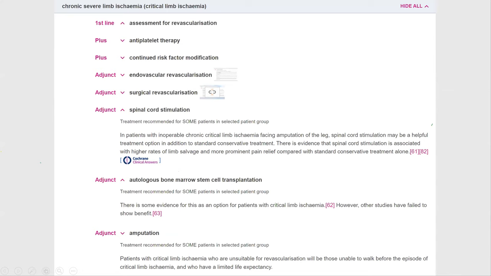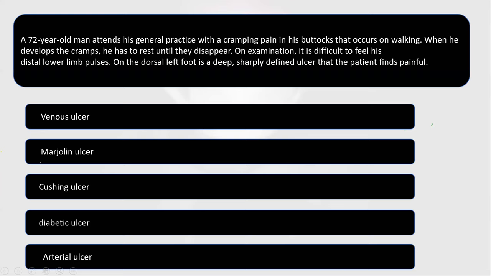And again, amputation for patients with critical limb ischemia who are unsuitable for revascularization, or those unable to walk before the episode of critical ischemia, so they already have a problem, so your revascularization is going to fail. If the patient is bedridden already and was unable to walk before this episode, or has limited life expectancy, you are not expecting that this patient will live more than 5 or 10 years. This means that your operation will not change lifestyle, because the patient already has limited life expectancy. So amputation is an option. Okay.